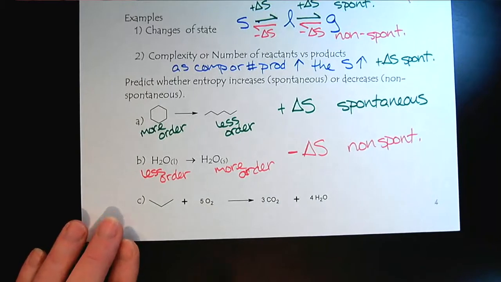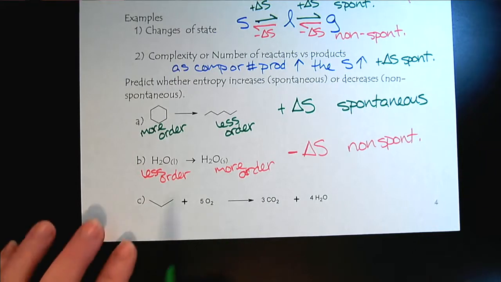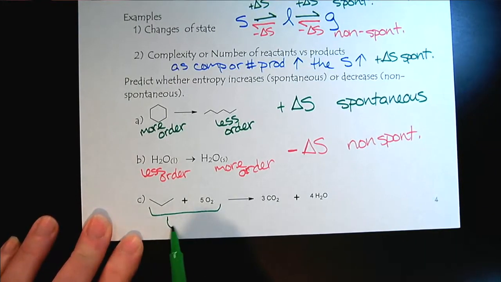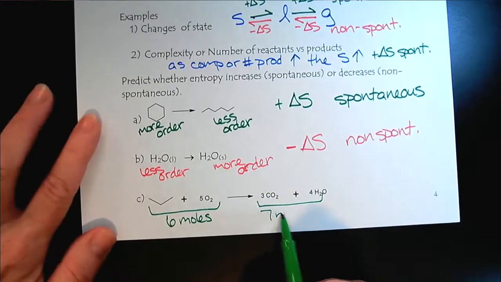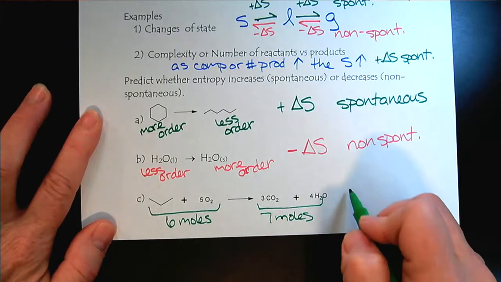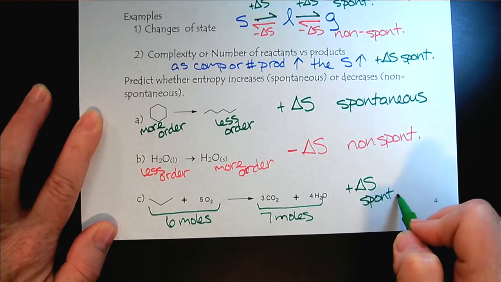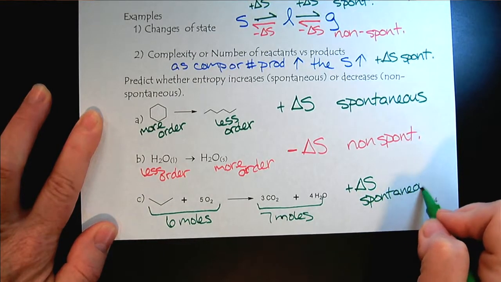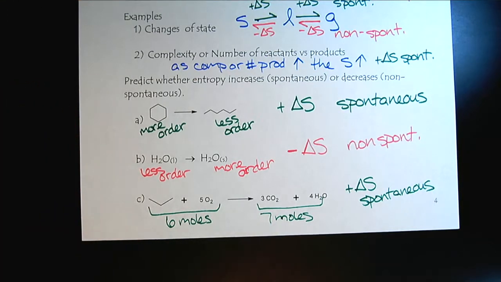And then this last example here, let's see. What do we judge by? Well, we see we have 6 moles of reactants, but we have 7 moles of products. So we've definitely increased the entropy. If you've ever had to babysit or take care of children or animals, you know that it's a lot more energy to take care of 7 than 6.